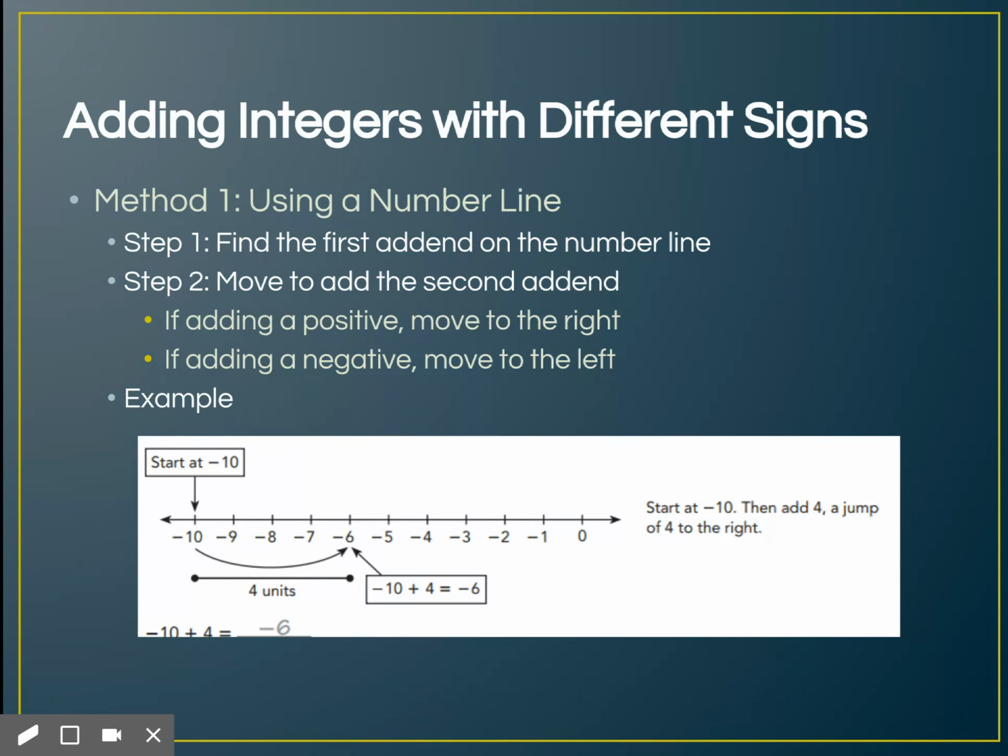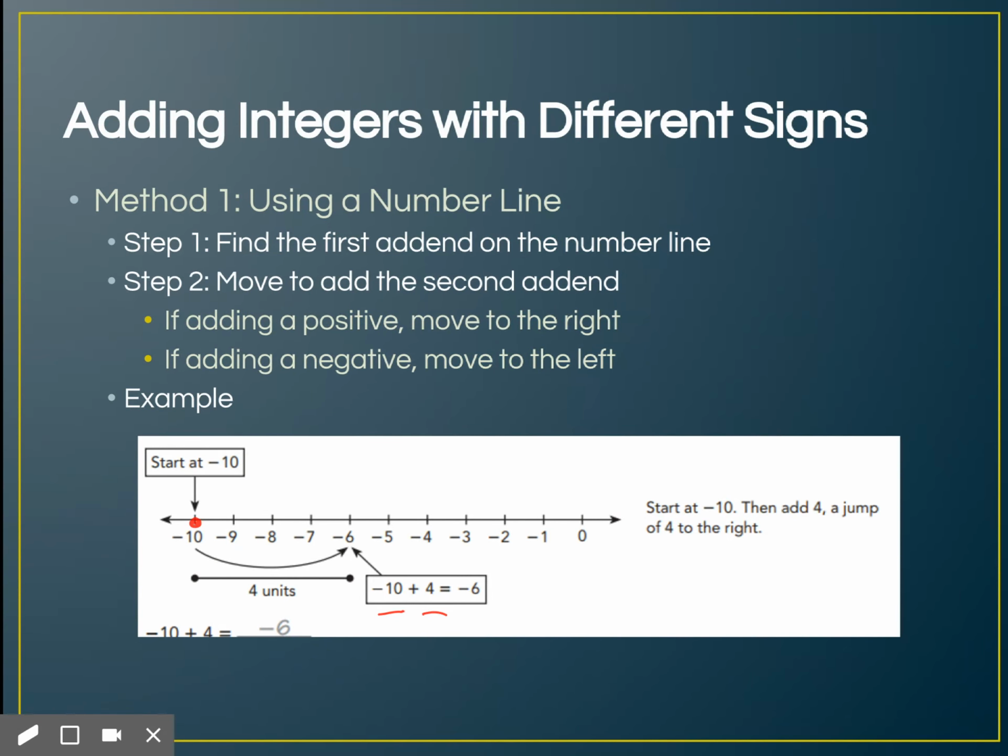So adding integers with different signs, just like when we added with the same sign, we have two methods to choose from. Method 1 is using the number line. So the same steps: find the first addend. So an example, negative 10 plus 4, we locate negative 10.